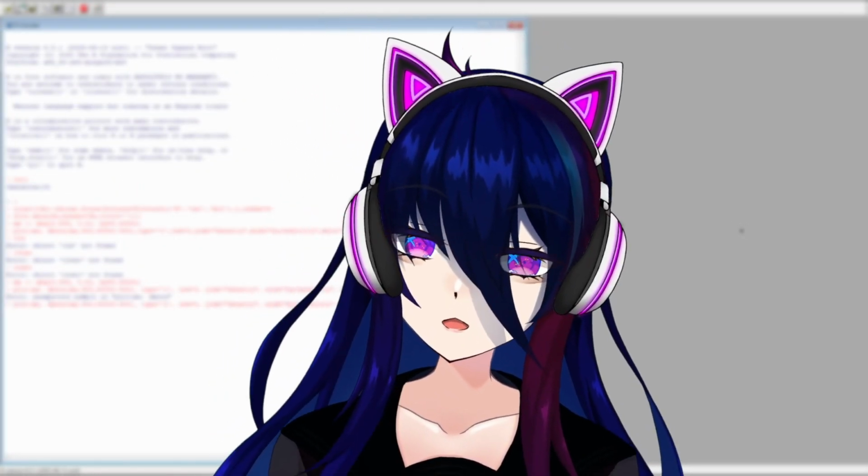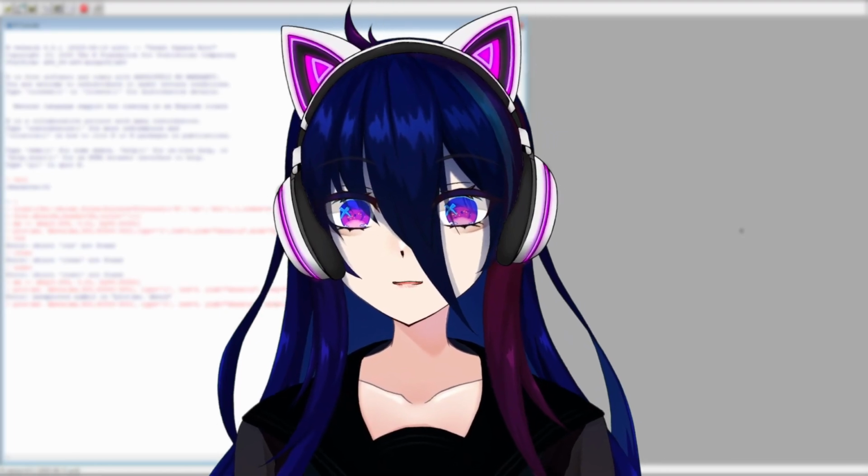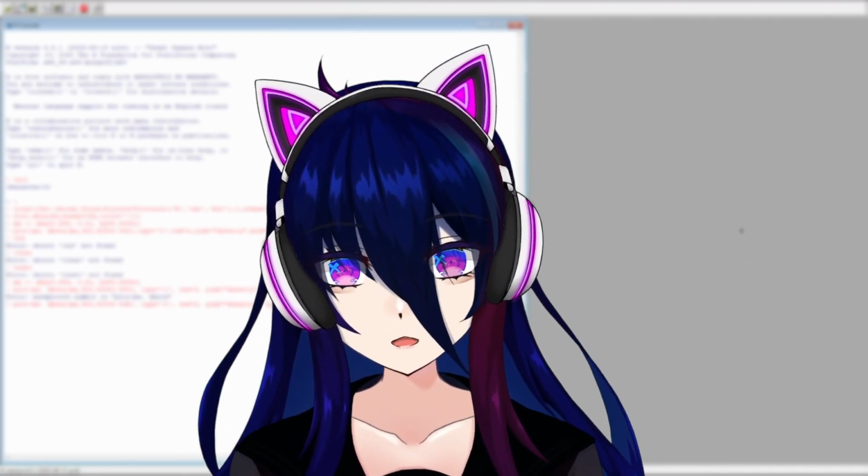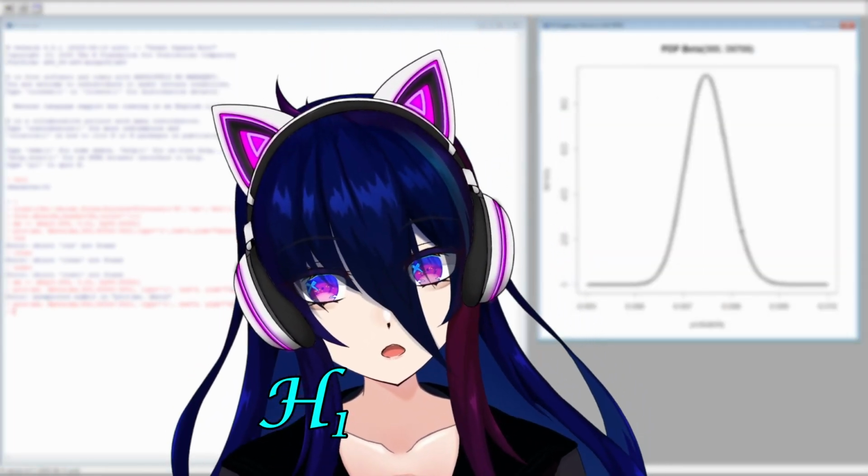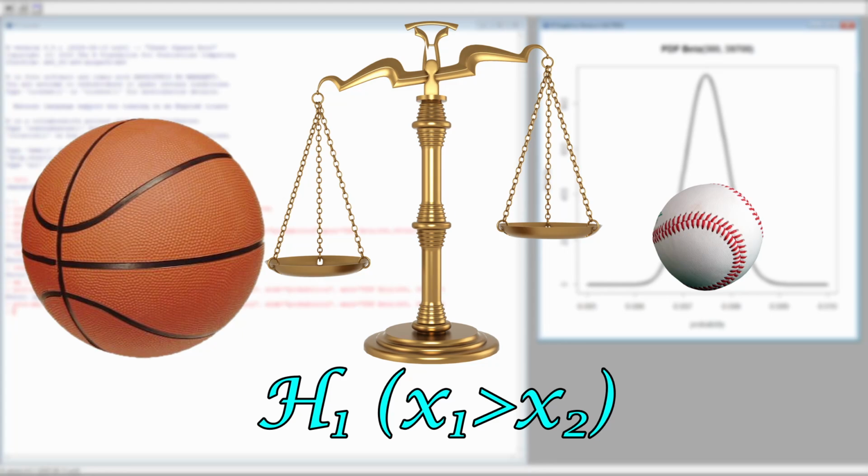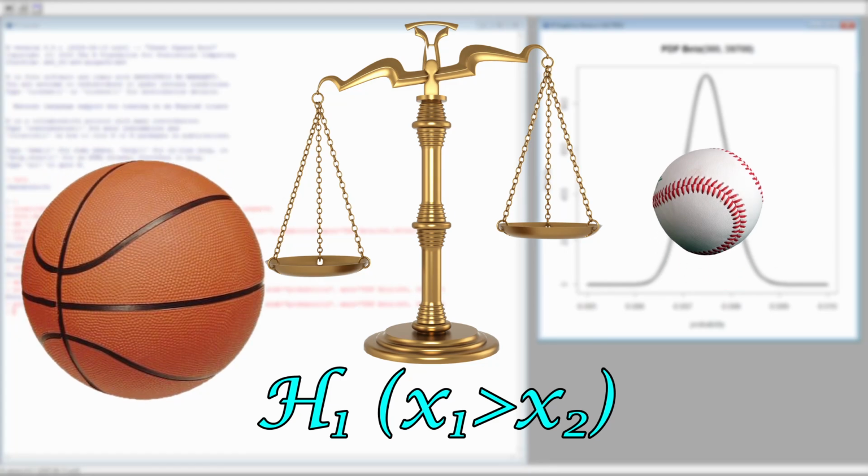Now let's look at an alternative hypothesis. An alternative hypothesis has to contradict the null hypothesis. So, the contradiction could say, if one ball is larger than another ball, then that ball will have greater weight.